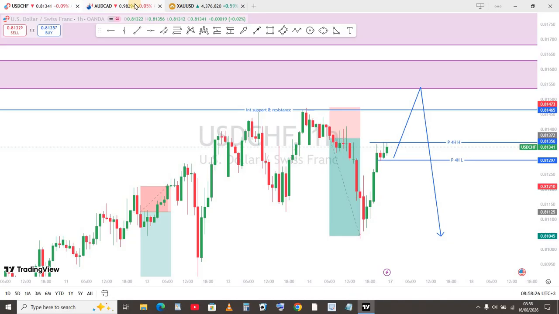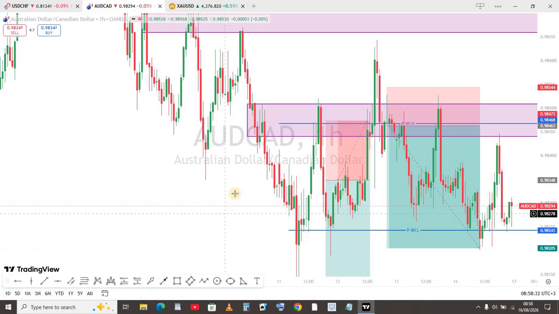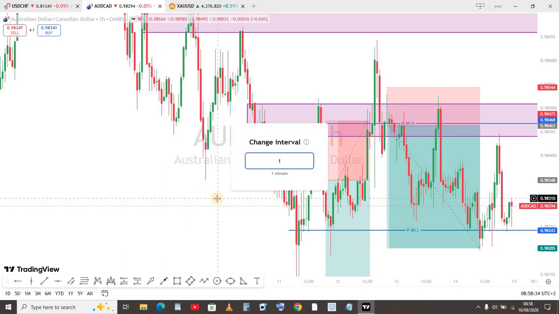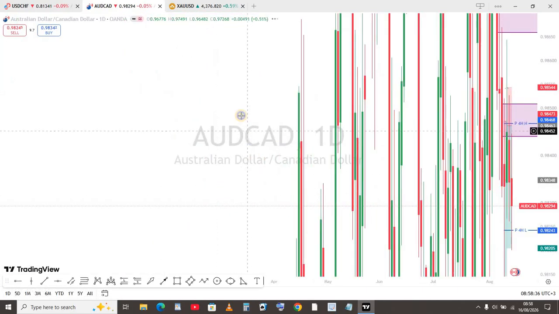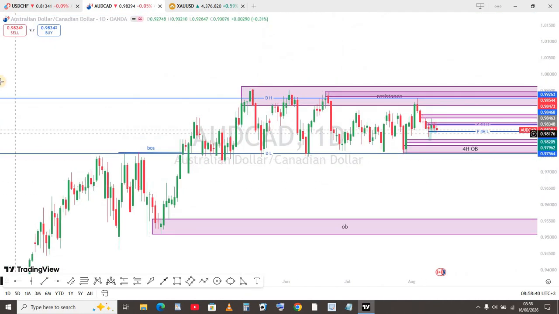Let us move to another pair, which is AUD CAD. And on AUD CAD, we are going to start with the daily time frame. So on our daily time frame, we have this view. As you can see, we have an order block down here.